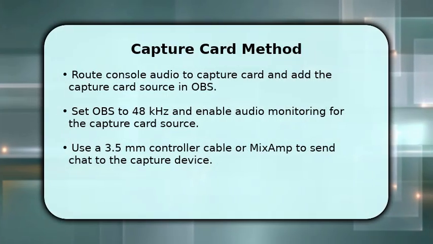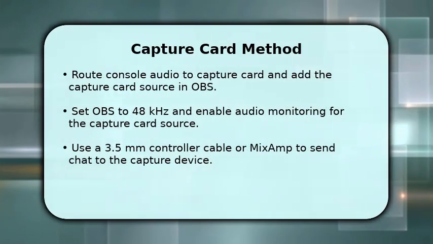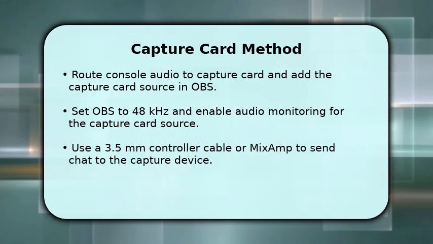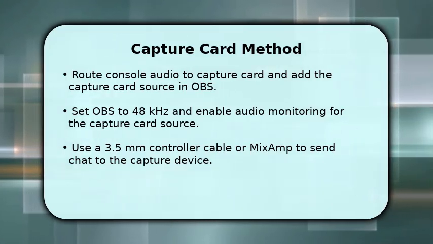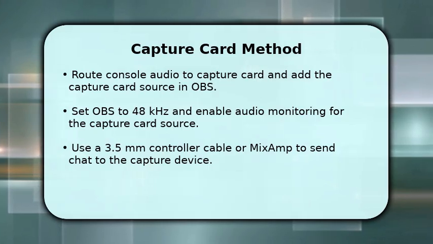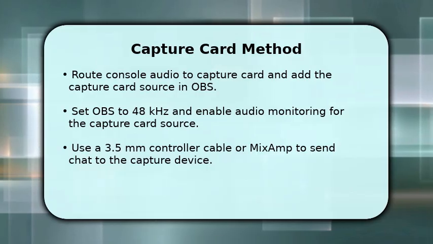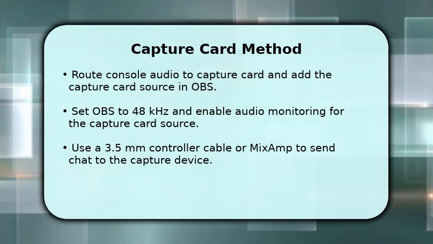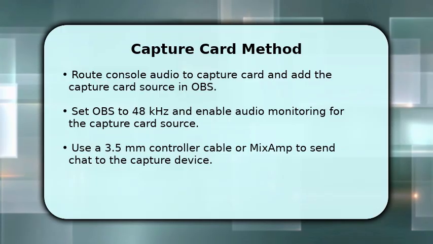Use an HDMI capture card if you prefer capturing party chat from console gameplay. Connect Xbox HDMI to the capture card, then connect capture card to your PC via USB. In OBS, add the capture card as a video capture device and enable its audio track for recording.